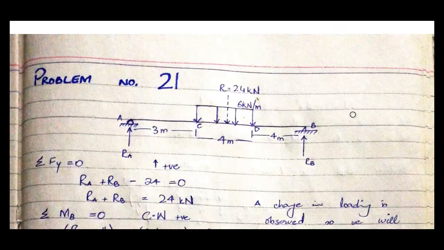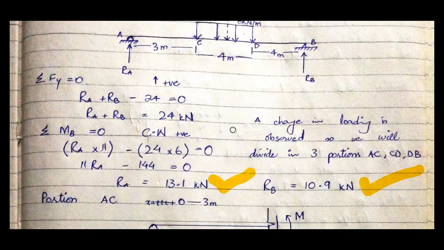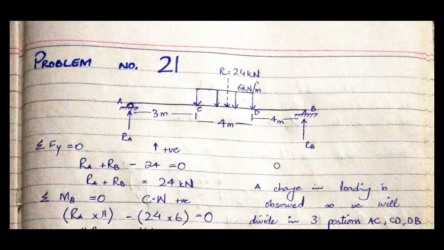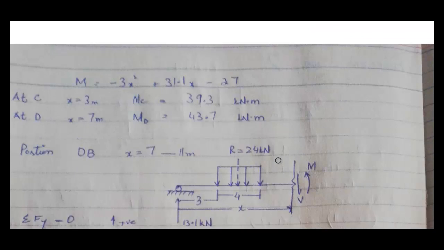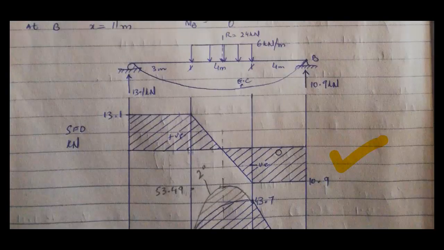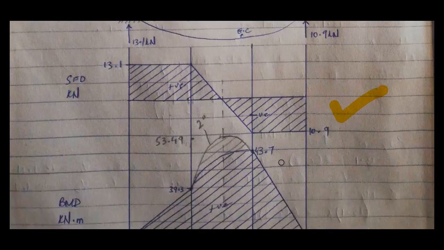Then we have problem number 21. We have a simply supported beam subjected to a UDL close to center, not exactly at the center. So reactions are not exactly equal to each other, 13.1 and 10.9. These reactions seem okay. And then if we consider all the portions and write down the equations, then we get this type of shear force diagram. The shape of the shear force diagram is correct.